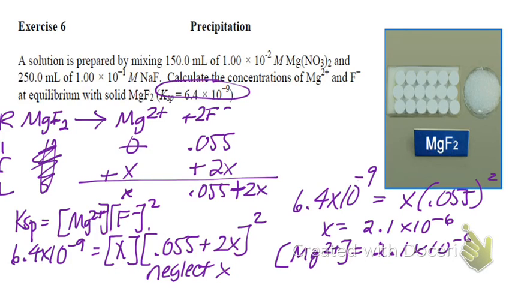And doing a quick calculation, is that X value less than 5% of 0.055? Yes, it is. So your fluorine concentration is 0.055 molar.